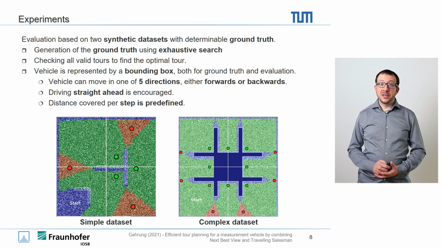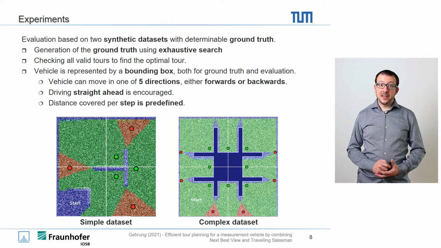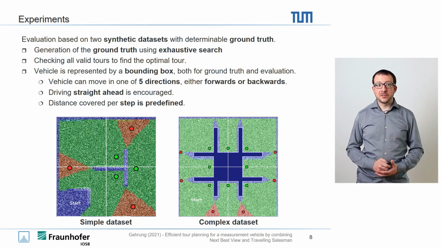Our methods have been evaluated with the 2 synthetic datasets shown below. For each dataset, a ground truth has been created by applying an exhaustive search. The optimal tour found by the search is compared to the result of our method. The vehicle itself is simulated by a 3-dimensional bounding box.